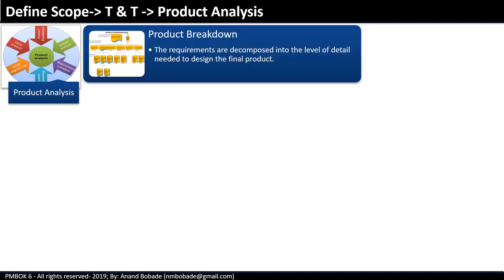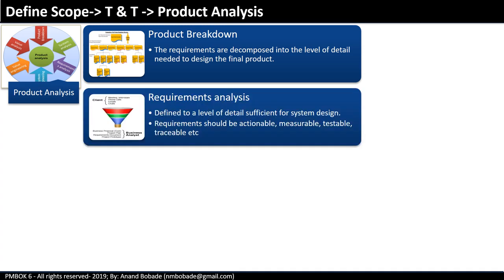Product breakdown. The requirements are decomposed into the level of detail needed to design the final product. It looks like a work breakdown structure. Conceptually it is the same, it is a decomposition, but the purpose is to design the final product by balancing all components of the product. Requirement analysis. Requirements are defined to a level of detail which is sufficient for system design. Requirements should be actionable, measurable, testable, traceable, and acceptable to all stakeholders.